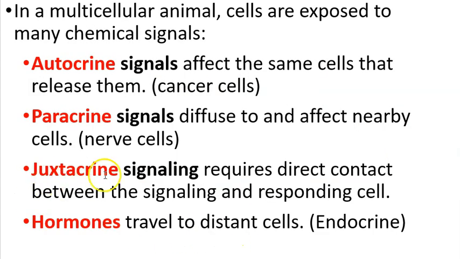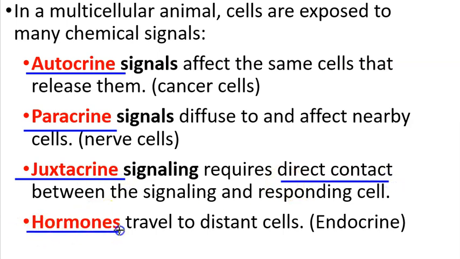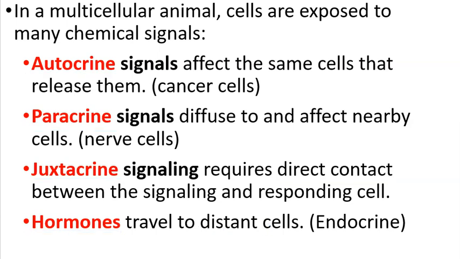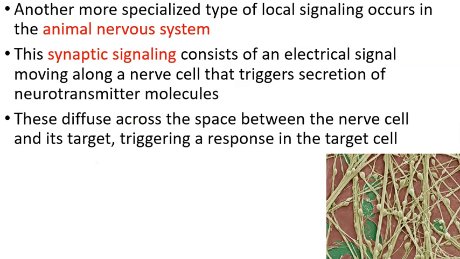I would definitely know all about signal transduction pathways, okay? Very important. And so different signals, these are definitely important to know and memorize. Autocrine is the same cell, paracrine is nearby cells. Juxtacrine requires direct contact, and then hormones are part of the endocrine system in humans, and so they travel to distant cells. Okay, so very important that you know those four. I would definitely make note cards about that.